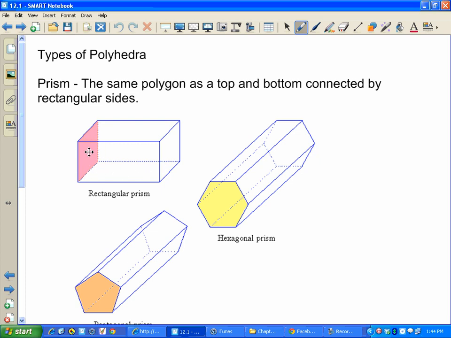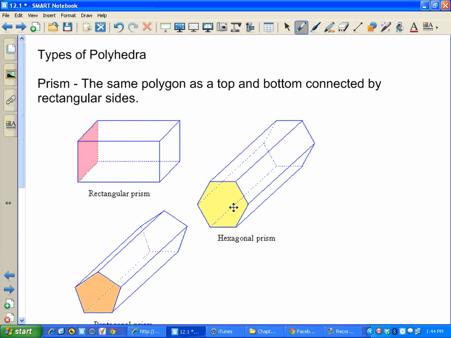I could use this shaded side as a base. This opposite side is the same exact shape, and then the sides are all different types of rectangles. I could also make this the base. This top would be the other base, and then I'd still have rectangular sides. Rectangle. This looks like a square, but remember, a square is still a rectangle. Okay, so that one, it doesn't matter which way you turn it.